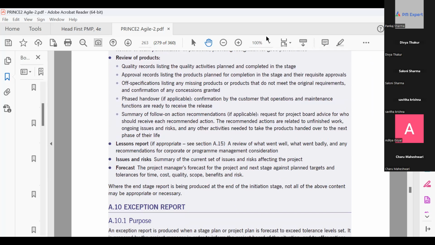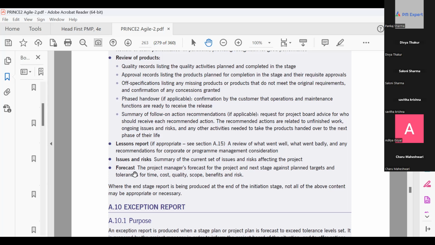They were not there in the end project report, because what will you forecast? The project is over now. Pankaj, the risks, we shouldn't be including them in the project closure report?